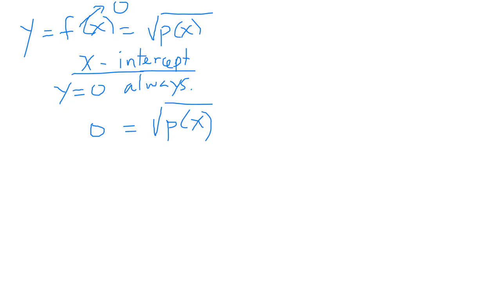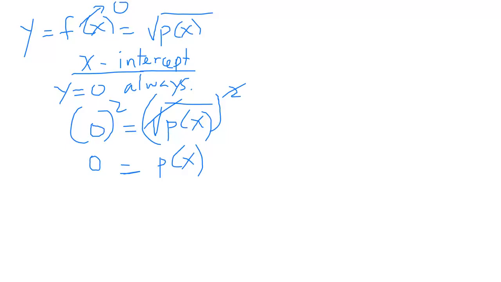Now, the square root of p of x, if I want to take the square root of, what do I do? I square this part, I square this side too. So 0 squared, of course, that is 0. Now, the square will cancel the square root to have p of x. So this is the reason why finding the horizontal intercept, it is p of x equals 0.